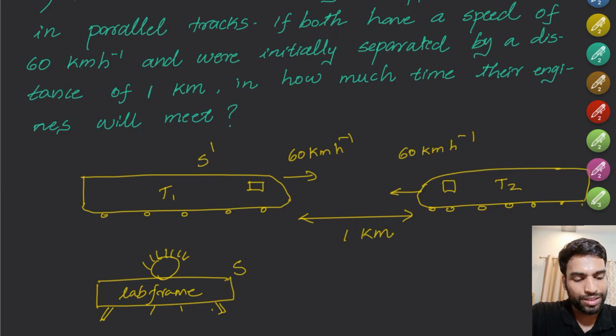Okay, so basically we are right now measuring the speed of train 2 in lab frame and in S dash frame. In lab frame, definitely the speed is already denoted, right? This 60 kilometer per hour and 60 kilometer per hour is measured in lab frame only. Okay, now what about the S dash frame?